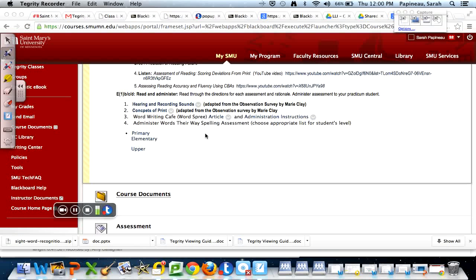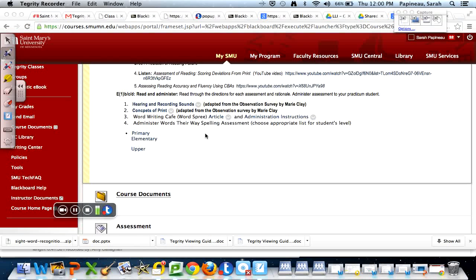The idea behind the Word Writing Cafe, though, or the word spree, is to really get an idea of what the student has in their known vocabulary of written words. So you do look at spelling in this, and you also look at syllable count, but the bigger picture here is to see what do they have under control, what do they know, and then hopefully guiding them to where you can build more written vocabulary for them.